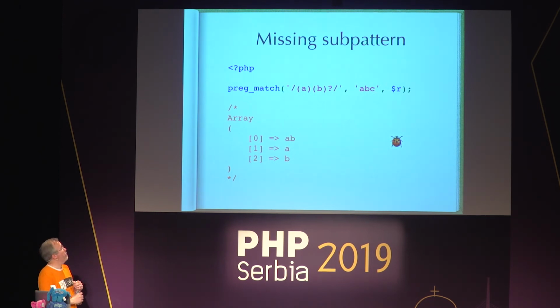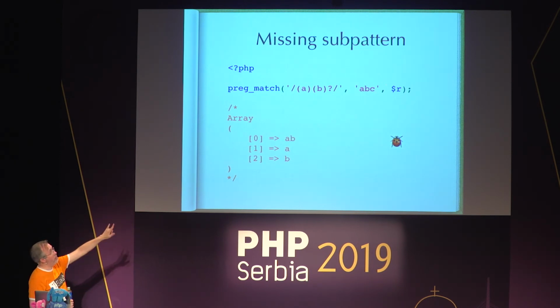Subpatterns. The missing subpattern, okay? So very simple regex here. We want the A to be captured by the parentheses, and then the B, if it's there, is going to be captured. Simple enough. You don't need to be a regex wizard to understand that. The trick here is that if the B is not there, then you're going to lose one element. See the difference with the previous one.